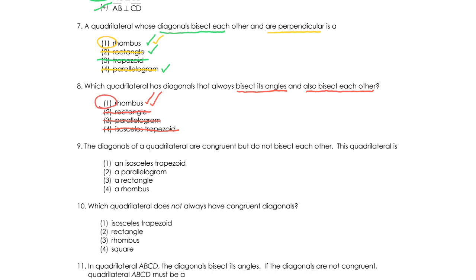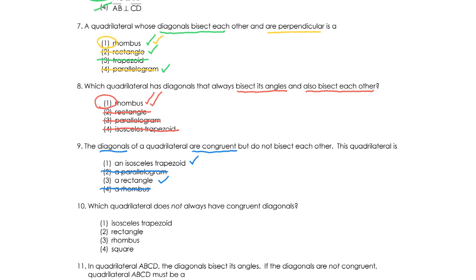Number 9, the diagonals of a quad are congruent. So the diagonals are congruent. That happens in an isosceles trapezoid. It does not happen in a parallelogram. It slants, diagonals are not equal. A rectangle stands up nice and straight to have congruent diagonals. And a rhombus goes back to leaning, so not congruent diagonals.